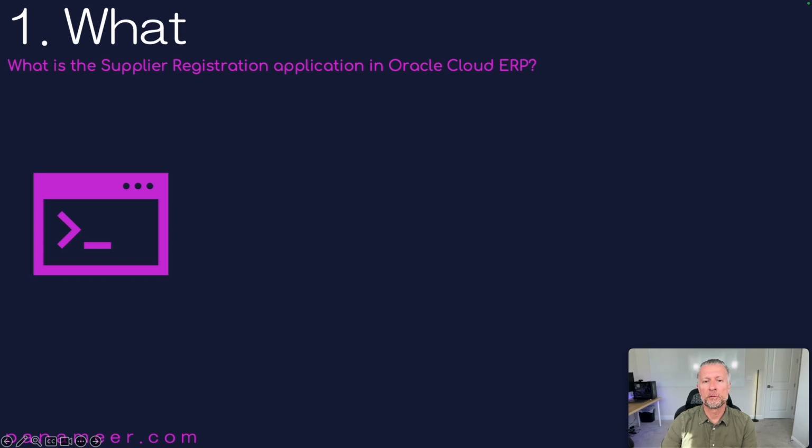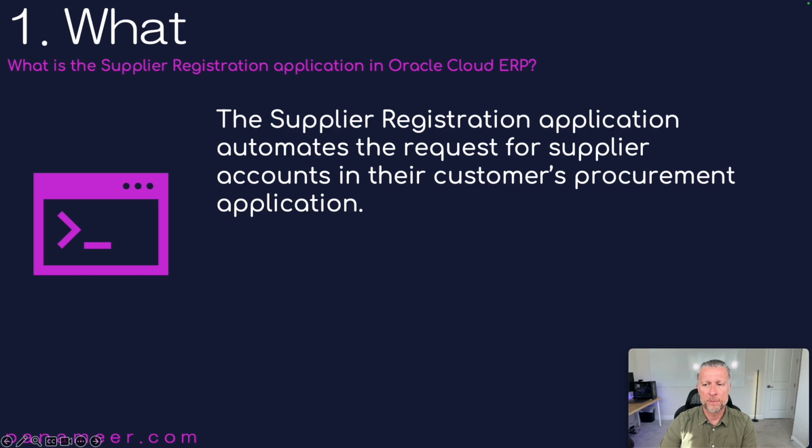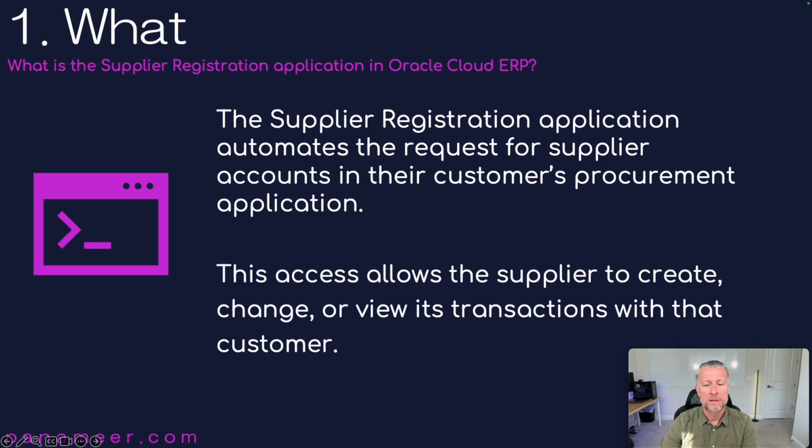What is the Supplier Registration application in Oracle Cloud ERP? The Supplier Registration application automates the request for a supplier account in that supplier's customer's procurement application. This access allows that supplier to create, change, or view its transactions within that customer.